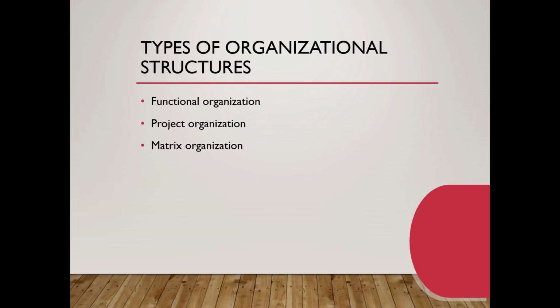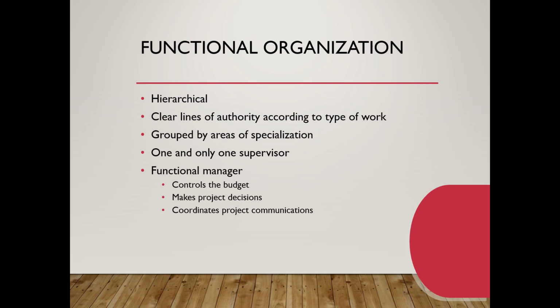Next, let's move on to the types of organization structure. There are three types of project organization structures based on the levels of hierarchy in an organization and how decisions can be made, the bureaucracy of decision making, how difficult or easy it is to make a decision regarding a project. The first one is functional organization structure, the second is project organization structure, and the third is matrix organization structure.